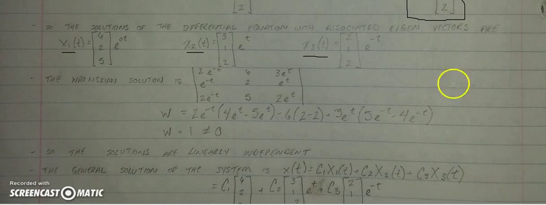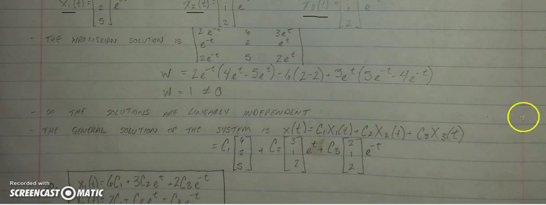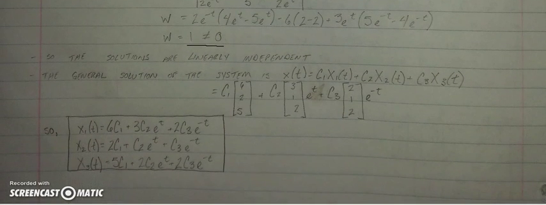So now that we got all that, we're going to plug all these guys into the matrix for the Wronskian solution. Get this guy. And then simplify it. Well, it's not really simplifying, but it's more simple to me. And we're going to get W equals 1, which does not equal 0. So the solutions are all linearly independent.